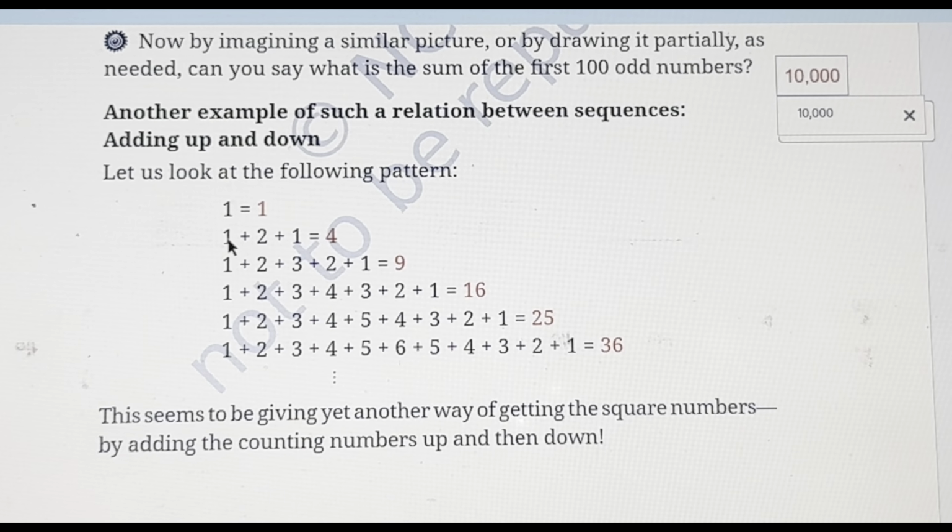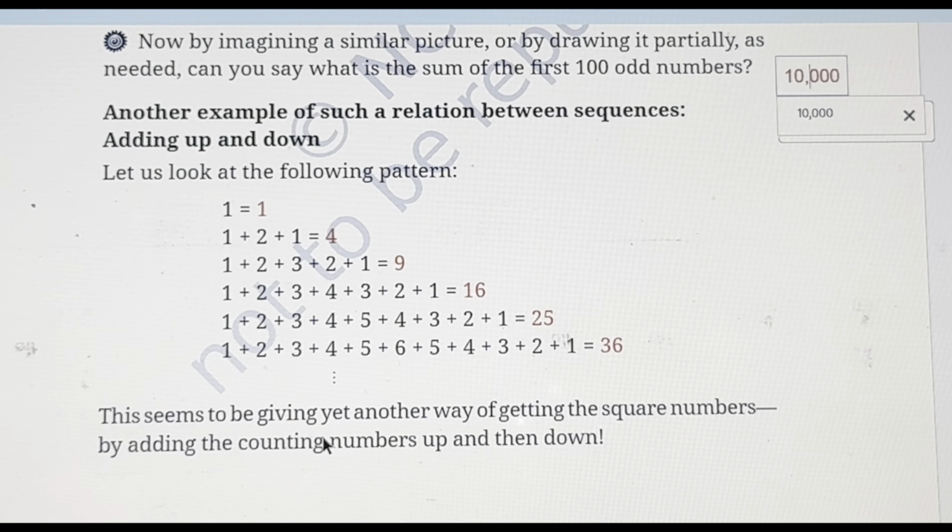Then 1 plus 2 plus 1. This is going up, the counting numbers, and then coming back. So 1 plus 2 plus 1 gives you 4. Then you are going again up, 1 plus 2 plus 3. Then you are coming back, so plus 2 plus 1. So here also you can observe that you are getting the square numbers.